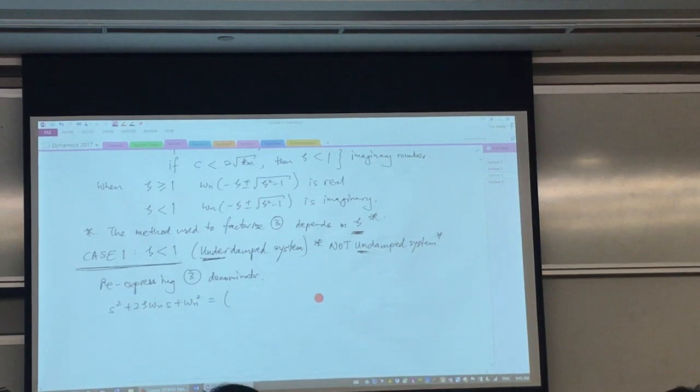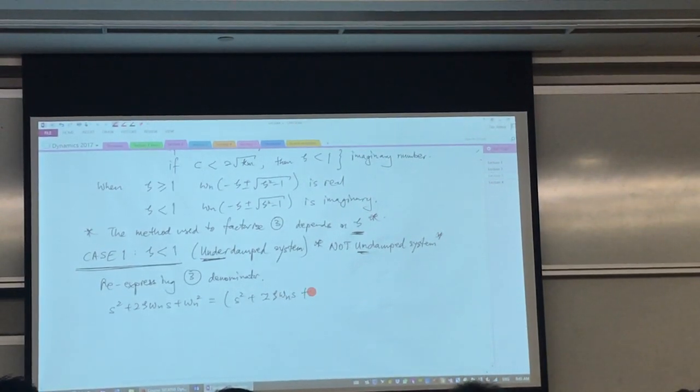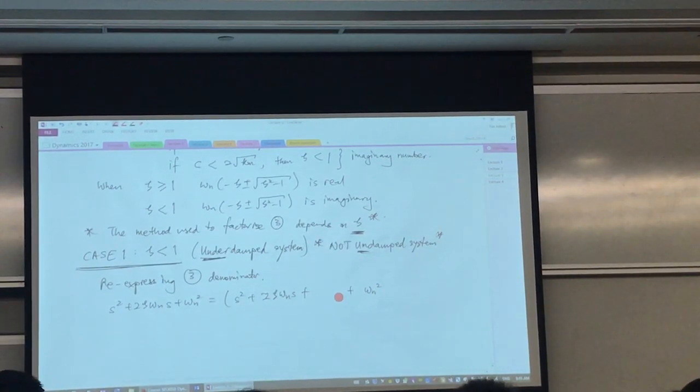I'll factorize it, break it down into s squared plus 2 zeta omega n s, and I'll add a term to it. I'm going to copy down this plus omega n squared. Right? So I'm going to add a term to it. This term is omega n squared zeta squared. If I were to do that, then I need to minus that same term, omega n squared zeta squared. Why do I add and minus this funny term? Later on, you'll be able to see why. So now I can split it up that way.